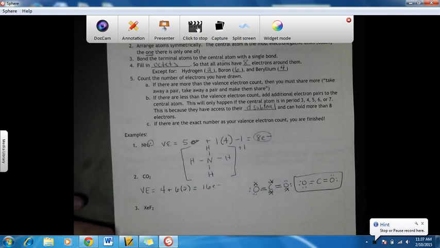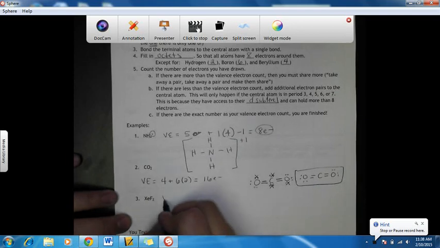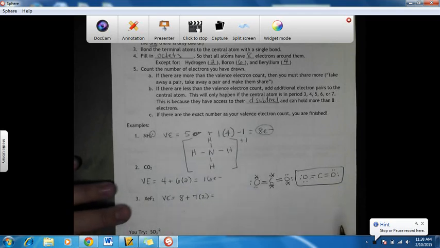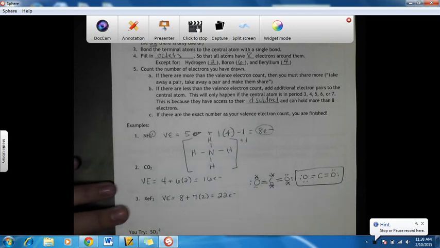Okay. Then we have xenon difluoride. Alright, so we count up our valence electrons. Xenon's in group 8, 8 valence electrons, plus 7 for fluorine times 2 fluorines. And so that is 14 plus 8 is 22 electrons. And so then we arrange them symmetrically. Xenon will go in the center, bond the fluorines to either side.